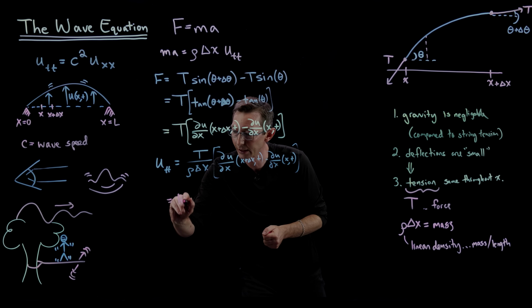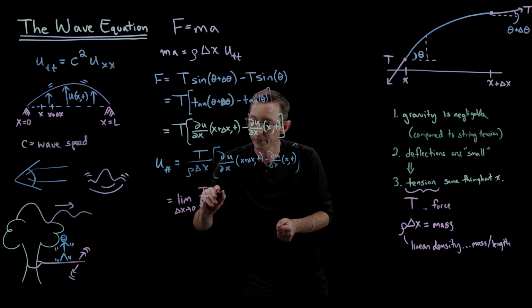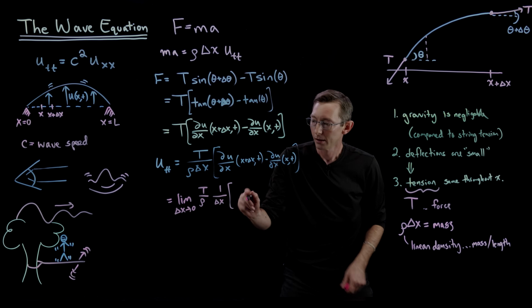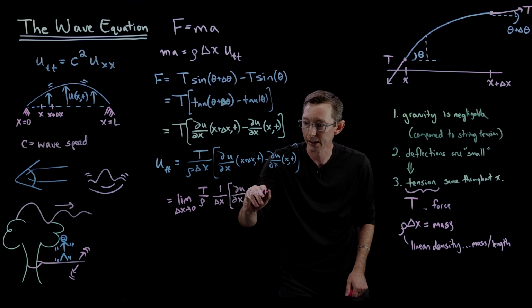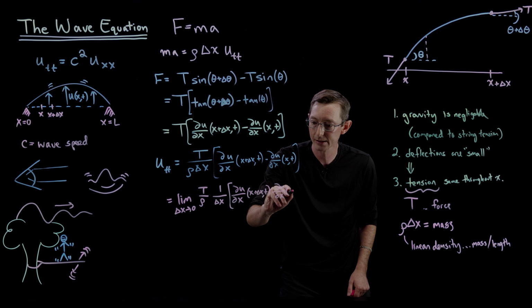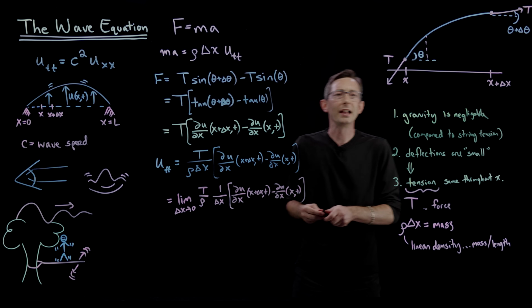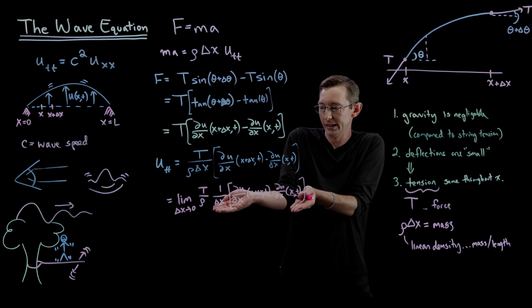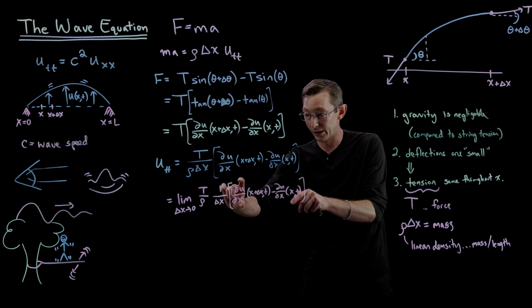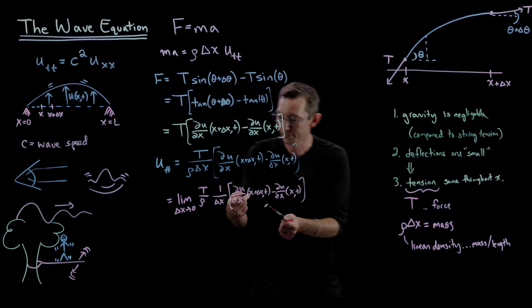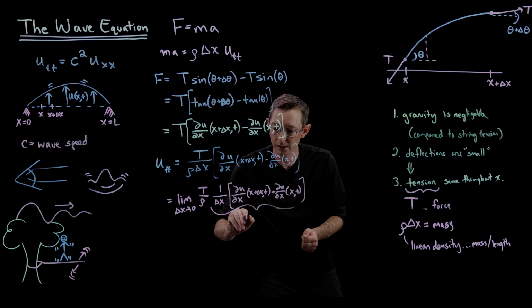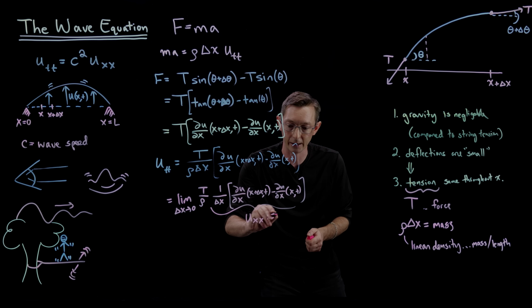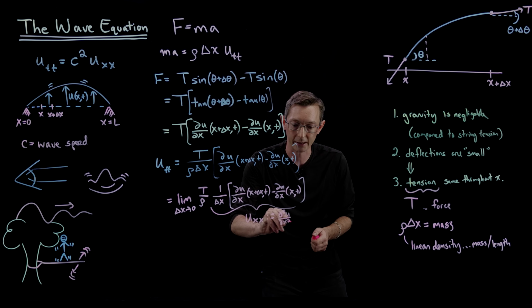And so now we take the limit as delta x goes to 0 of T over rho, 1 over delta x, times partial u, partial x at x plus delta x at time t minus partial u, partial x at x at time t. The limit as delta x goes to 0 of this expression is just the derivative of this quantity, partial u, partial x. So that's partial squared u, partial x squared. So this thing here is just u_xx, which we're defining as partial squared u, partial x squared.